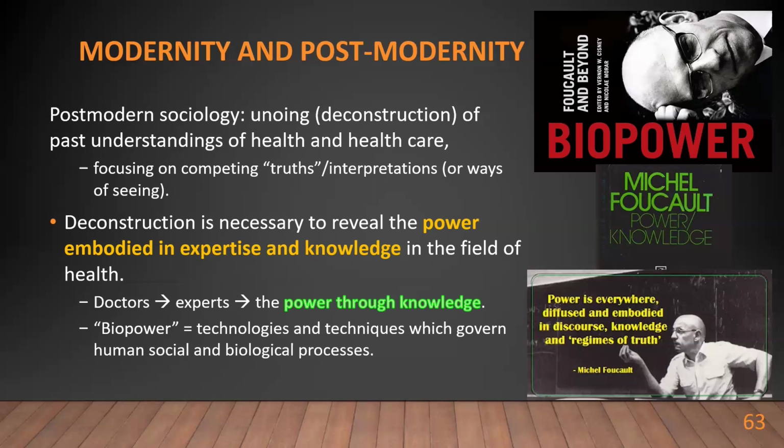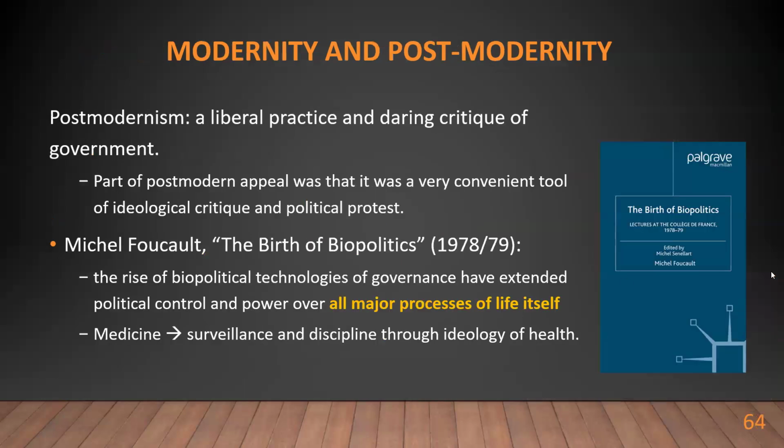Hence, we talk so much about demographics, about birth and death. This is the direct way of how biopower expresses itself. So naturally, postmodernism becomes a liberal practice of daring critique of governments. And part of that postmodern appeal was that it was a very convenient tool of ideological critique and political protest. So that's why in the 1960s, when counterculture was reigning, people fell in love with postmodernism. They thought, yes, this is the sociological and philosophical attitude towards the old traditional society, old cultural contexts. We can question everything and doubt everything.